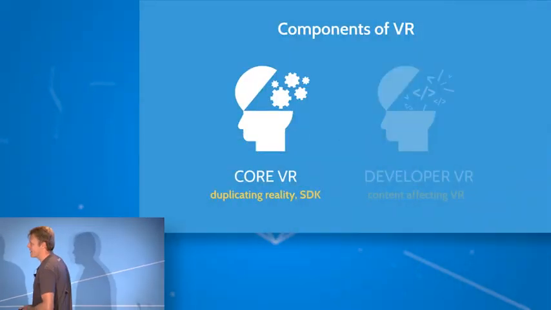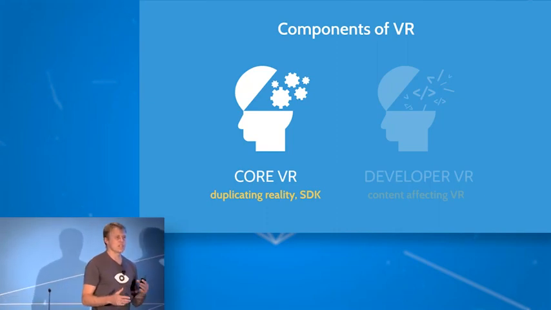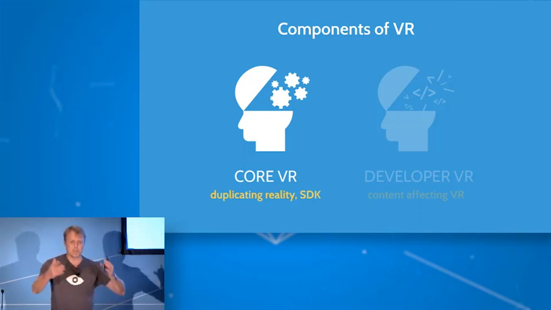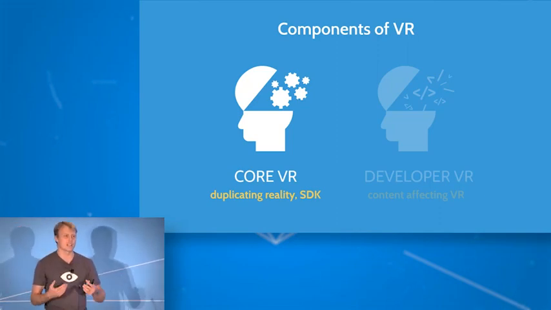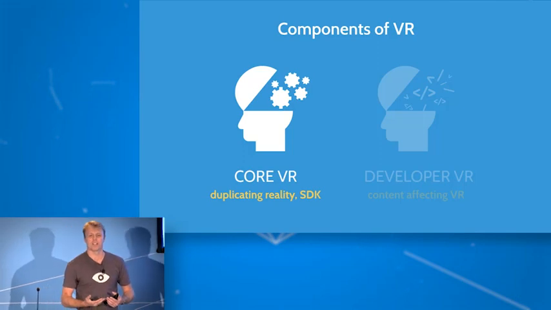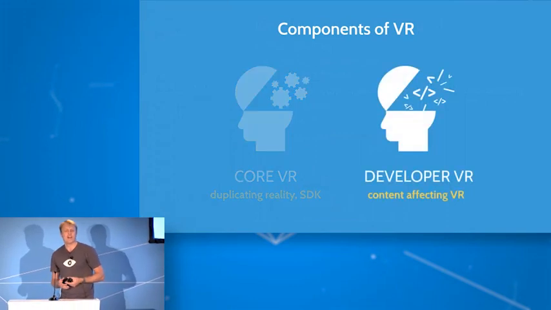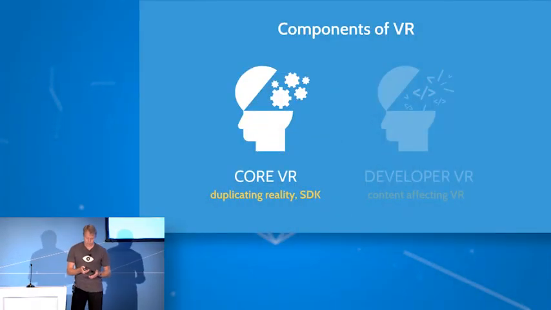Just to categorize things a bit, there's core VR on the one side, which is creating this sense of reality, duplicating reality. You put the headset on, you look around, does it seem real? Is everything tracking right? Am I immersed or do I have presence in this virtual world? Separately to that is what I think of as developer VR, which is the content that you apply into VR: how you move through the world, what content you apply, and how you apply it. Our SDK is very much supporting that core, so I'll deal with that first.